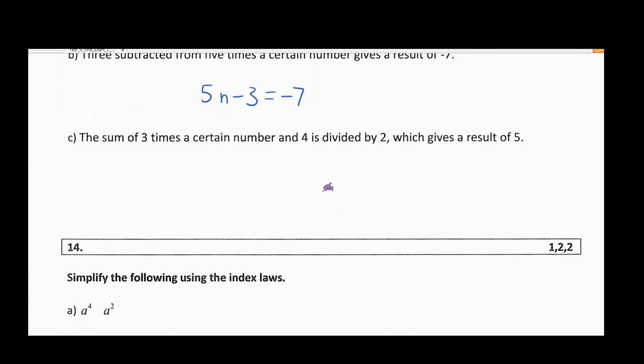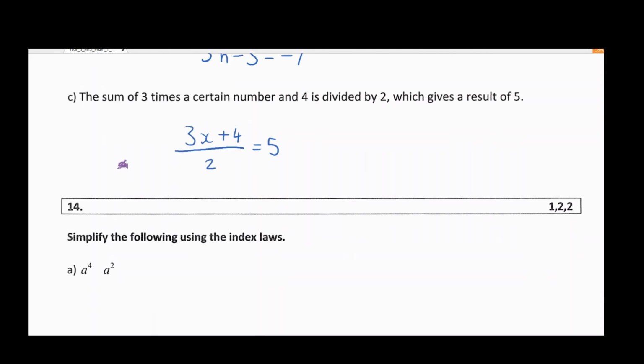C. The sum of 3 times a certain number and 4, the sum means to add them, is divided by 2, which equals 5, which gives the result of 5. Okay? That's how we do those ones.